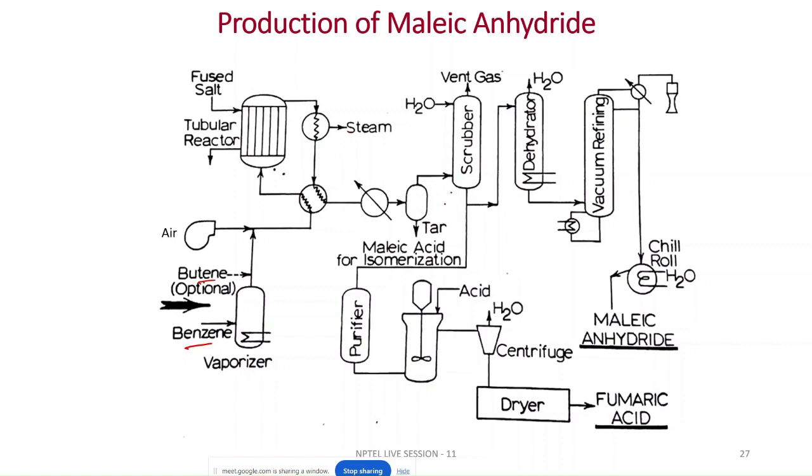Now the product is taken to the after cooler and separation. It is taken to water scrubbing. Then the dehydrator is there, then the vacuum refining. As the bottom product of the dehydrator, we are getting 40% maleic acid solution. The maleic acid solution is also obtained from the water scrubbing. Some part is taken for isomerization, and we get fumaric acid out of that. In the vacuum refining process, after cooling down or chilling, we get maleic anhydride. So this is very simple.